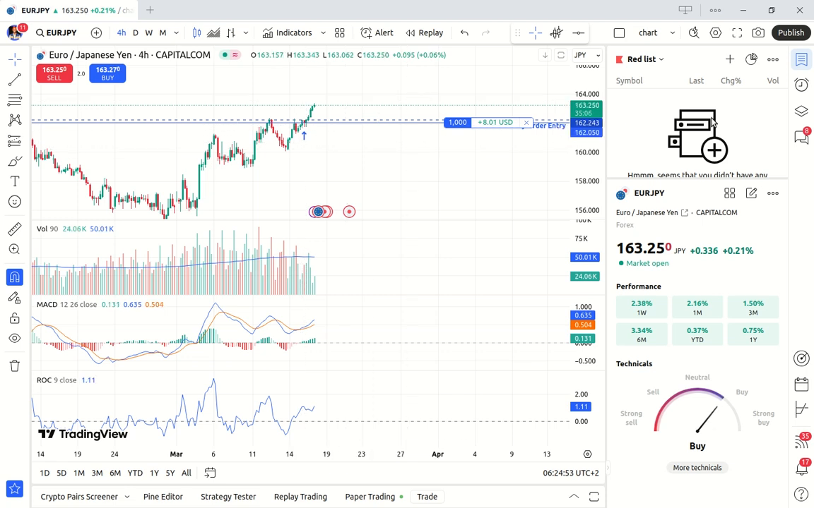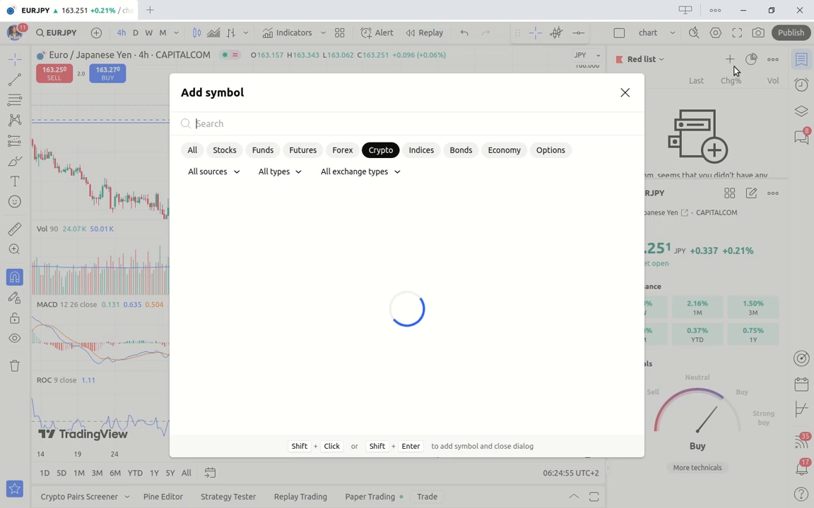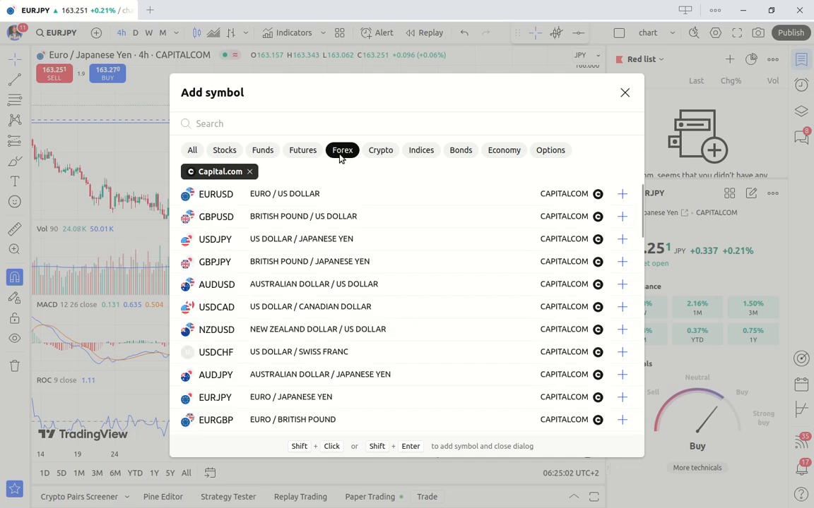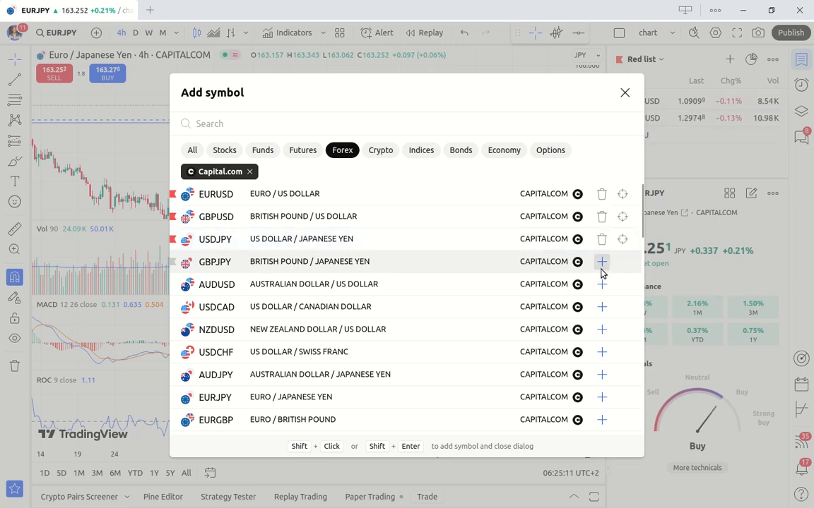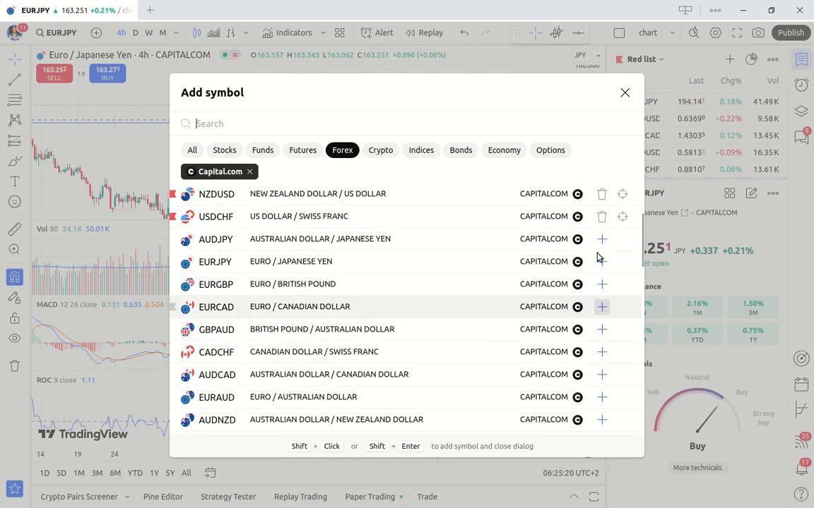So the first thing I looked for: you come here to Forex. Of course, you have to use TradingView. Then you add the Forex pairs. So let's add the Forex pairs: 1, 2, 3, 4, 5, 6, 7. So this strategy can be used in Forex options trading.